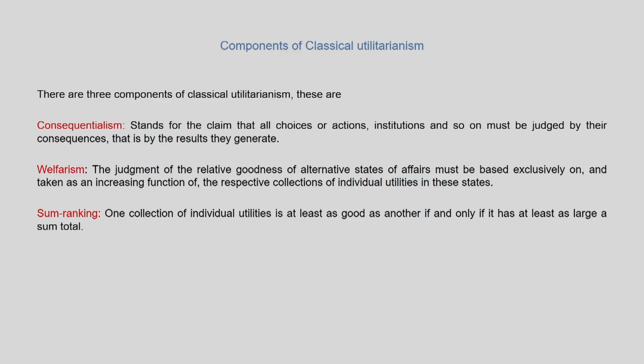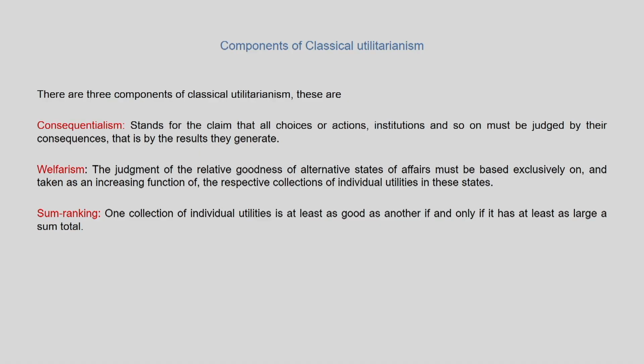Now, let us look at some of the components of classical utilitarianism. There have been various improvements or extensions of the concept of utilitarianism, but here let us consider only classical utilitarianism, and some of its components are as follows. There are primarily three: consequentialism, welfarism, and sum ranking.